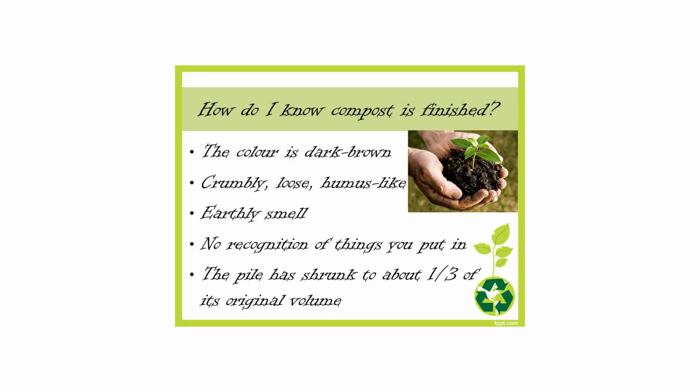So when the composting is finished, how do we know that it is finished? The color of the compost is dark brown. The compost is crumbly, loose, and humus-like. It has an earthy smell, and we do not recognize the things we put in the compost in the first place. And the pile has shrunk to about 1/3 of the original volume.